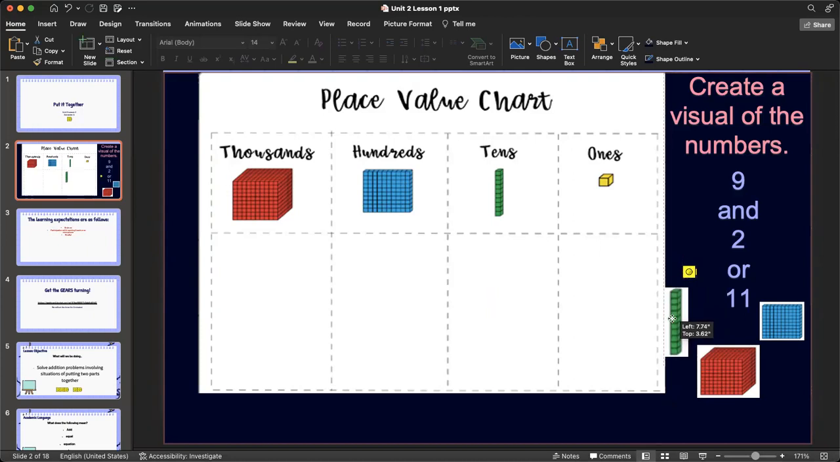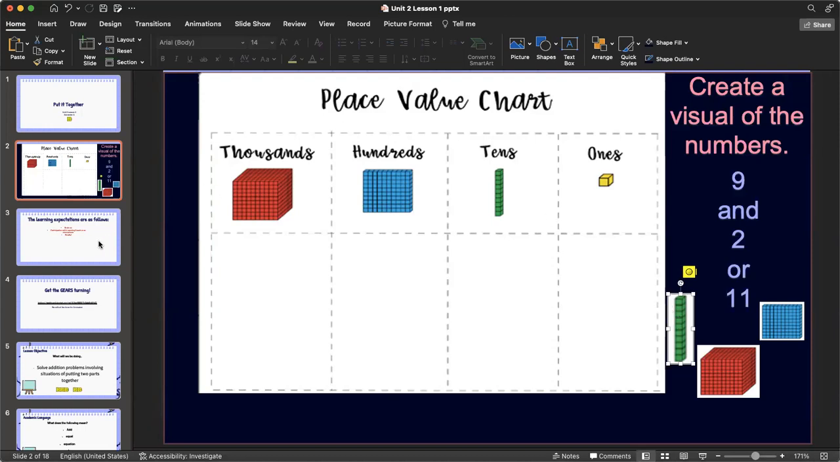Awesome job. Now turn to your learning coach and show them how you would show 9 on your fingers. Can you come up with a different way? And last but not least, can you come up with a different way? Show 9 on your fingers.